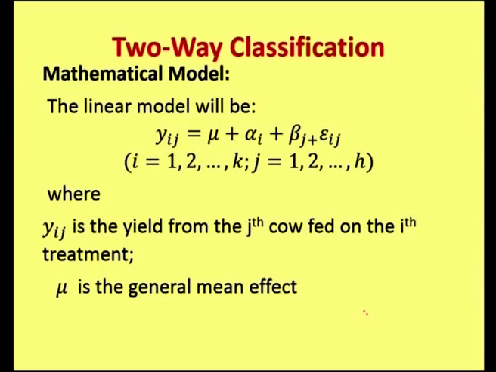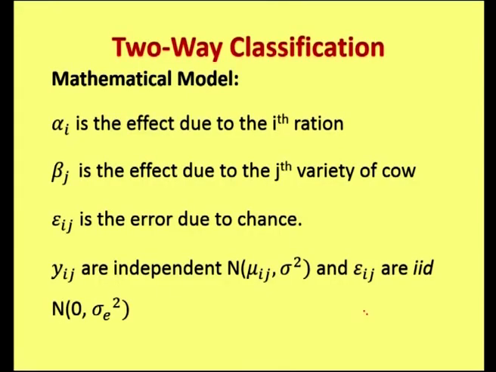And the mathematical model for a two-way classification is given as Yij equals mu plus alpha i plus beta j plus epsilon ij, where Yij is the yield from the jth cow fed on the ith treatment, mu is the general mean effect, alpha i is the effect due to the ith ration, beta j is the effect due to the jth variety of cow, and epsilon ij is the error factor due to chance, and Yij are independently normally distributed with mean mu ij and variance sigma squared, and epsilon ij's are IID normal with mean 0 and variance sigma e squared.